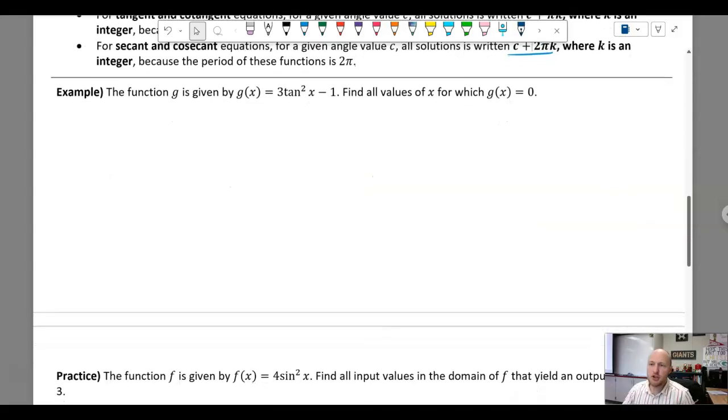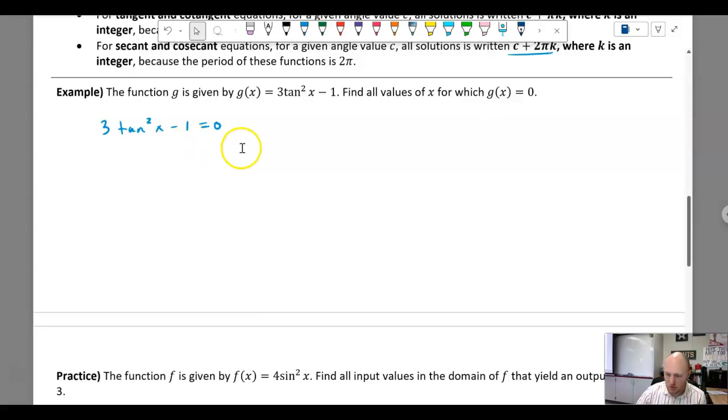Example 1: the function g is given by g of x equals 3 tan squared x minus 1. Find all values of x for which g of x equals 0. So I'm going to take my function, 3 tan squared of x minus 1, and set this equal to 0. That's what they want. Now this is a quadratic structure, and rather than factor, there's nothing really to factor here. It's not like ax squared plus bx plus a constant.